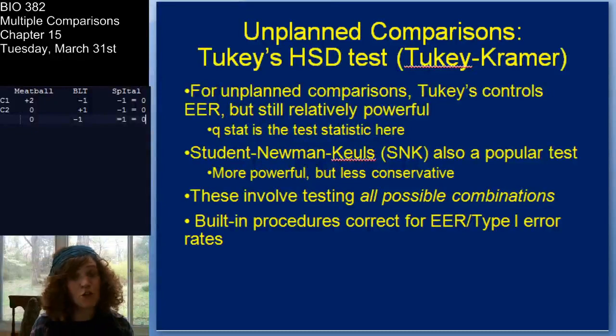Other kinds of tests that you might see that we're not actually going to learn in this class: the Student-Newman-Keuls test is also popular. It's more powerful but less conservative. But it is a post hoc test that some people utilize. So if you see Student-Newman-Keuls or SNK, that's what they're talking about. That's a post hoc testing mechanism. So these involve testing all possible combinations. Okay, cool.